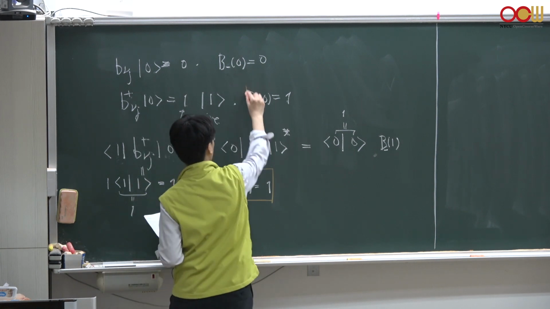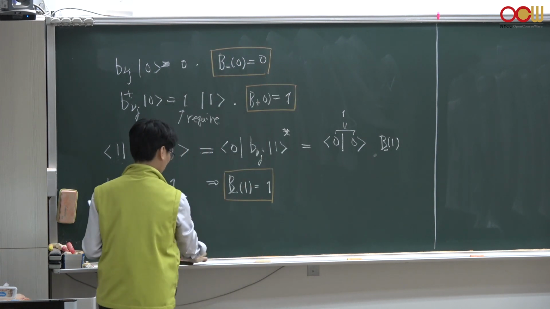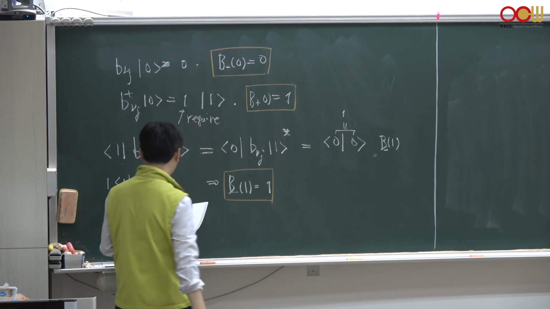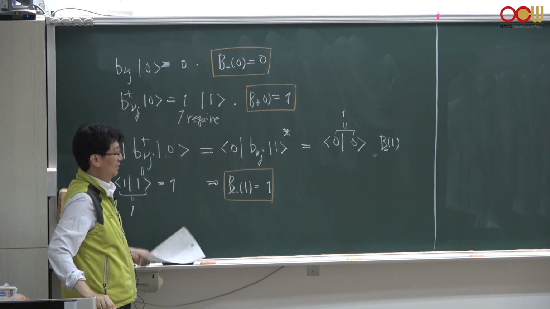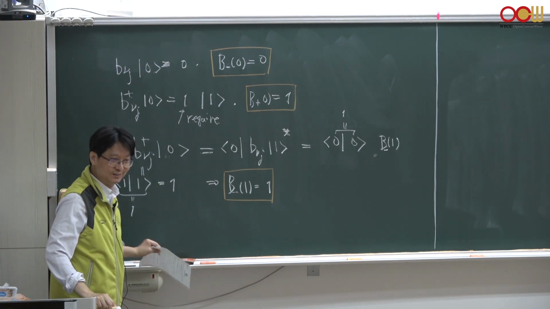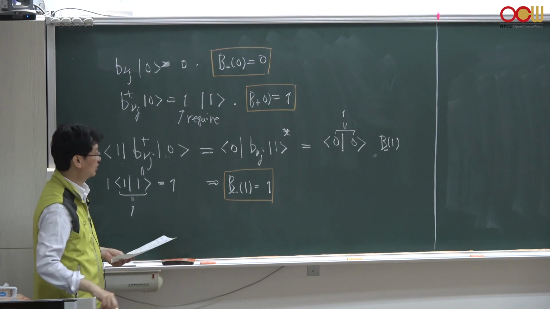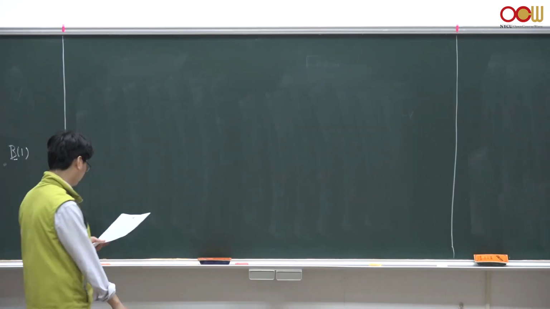And b plus 0 is 1, and b minus 0 is 0. So we get almost everything we need, and we can simply build up our many boson state based on these three coefficients, okay, and the commutation relations. So let's just check the commutation relations.